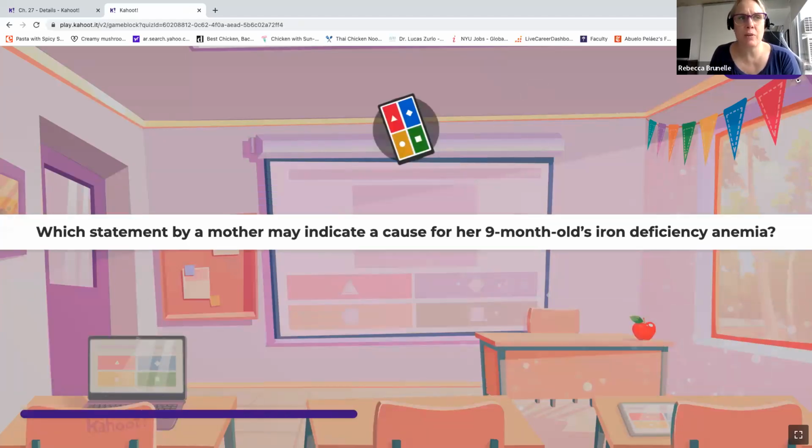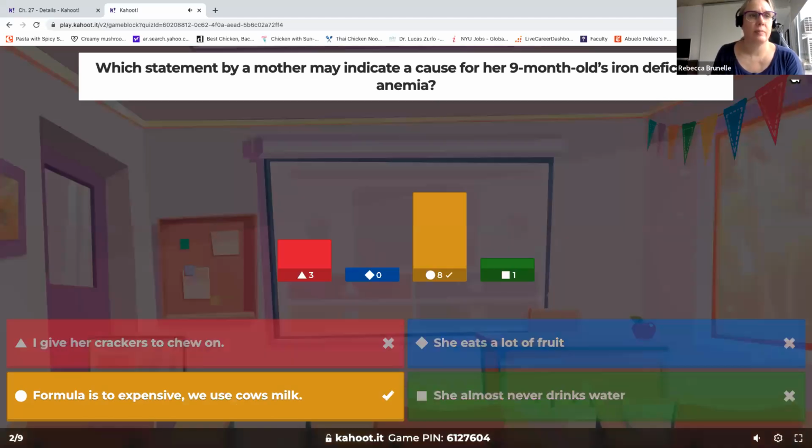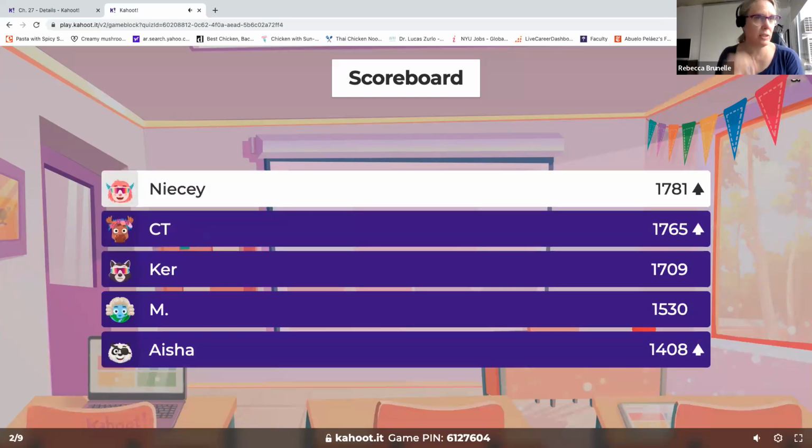So which statement by a mother may indicate a cause for her 9-month-old's iron deficiency anemia? I give her a cracker to chew on. Formula is so expensive, we use cow's milk. She eats a lot of fruit. Or she almost never drinks water. Yeah, very good. So the milk for a 9-month-old, cow's milk, not good. GI bleed, a little bleeding, not enough iron. Very nice.